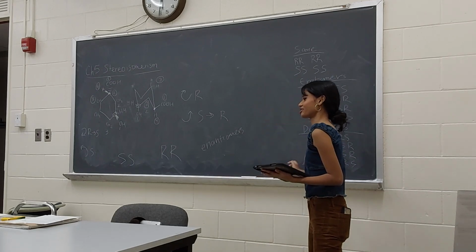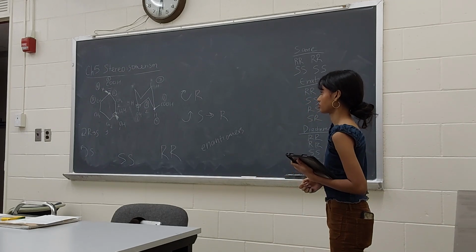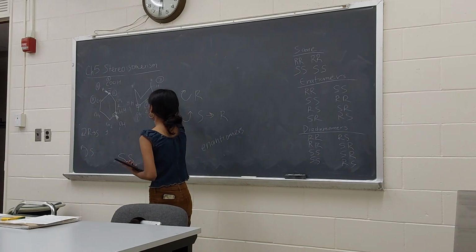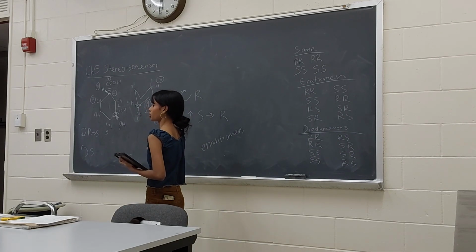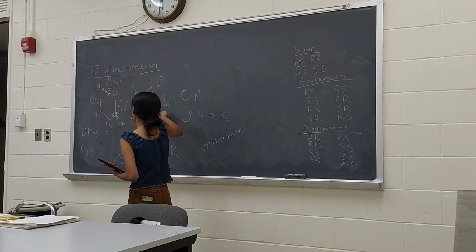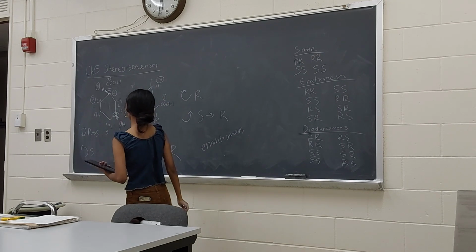For this one, since the second one doesn't have a wedge or dash, how would we do it? Oh yeah, for cyclohexanes, we said downward means away and upward is toward. So you can imagine this being on a dash, this being on a wedge.